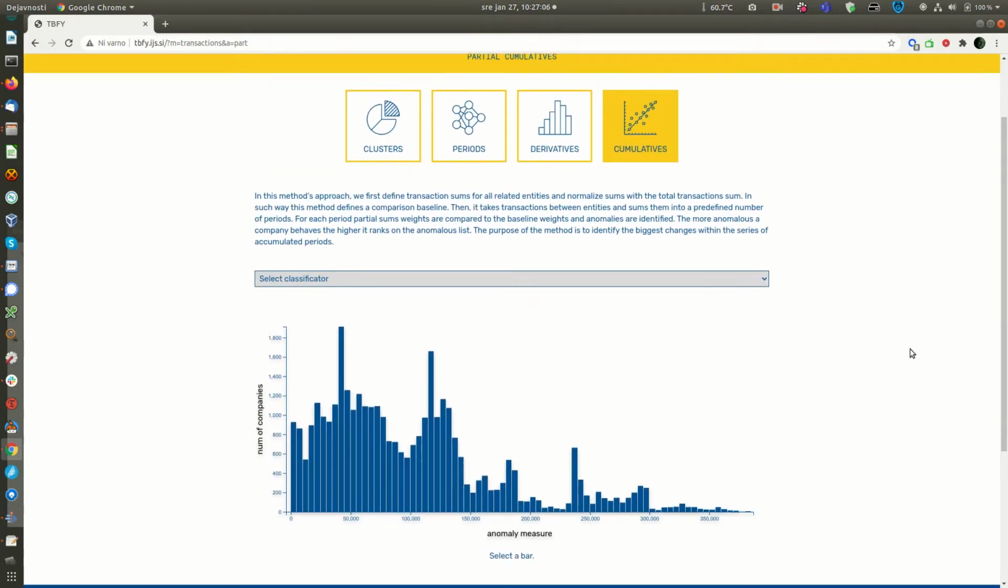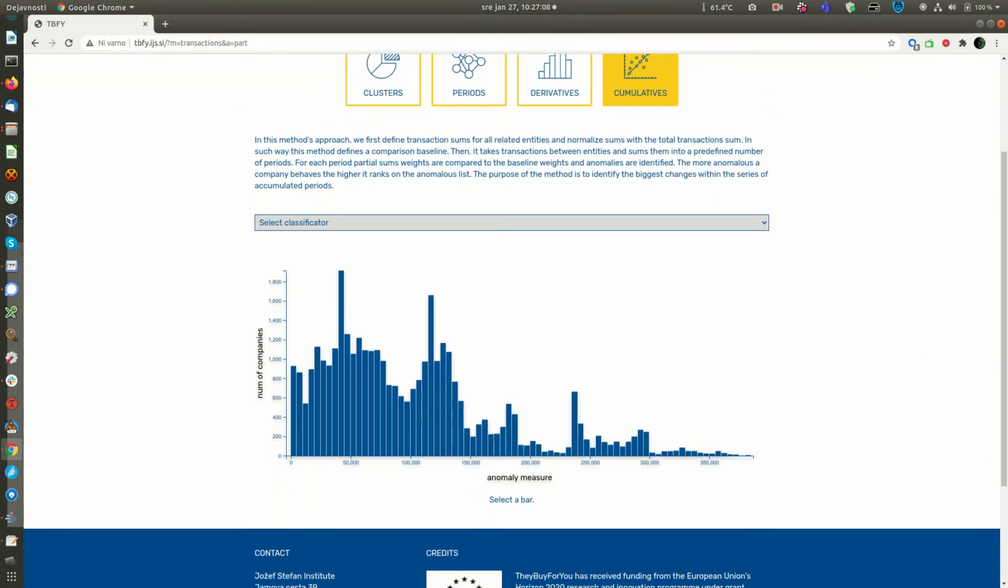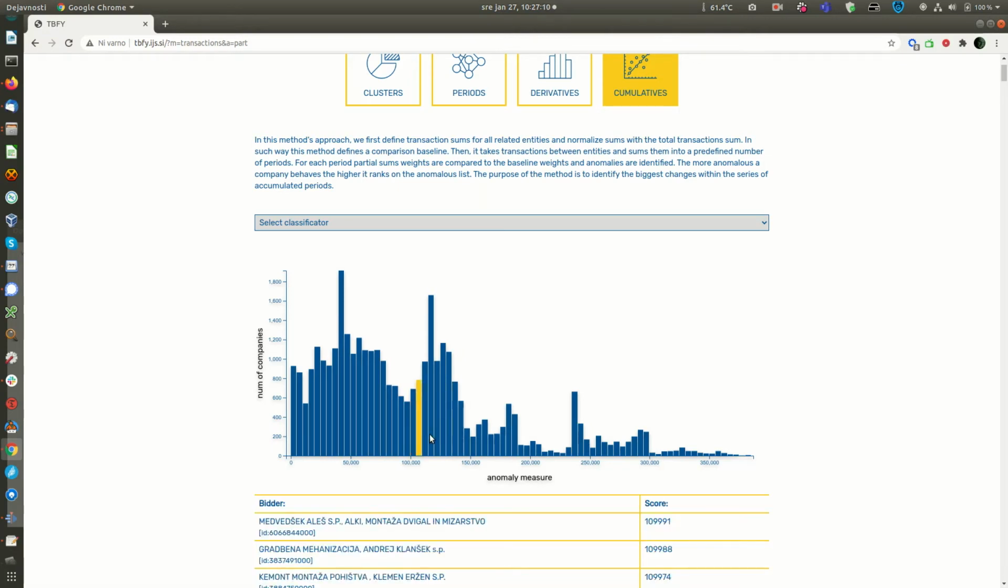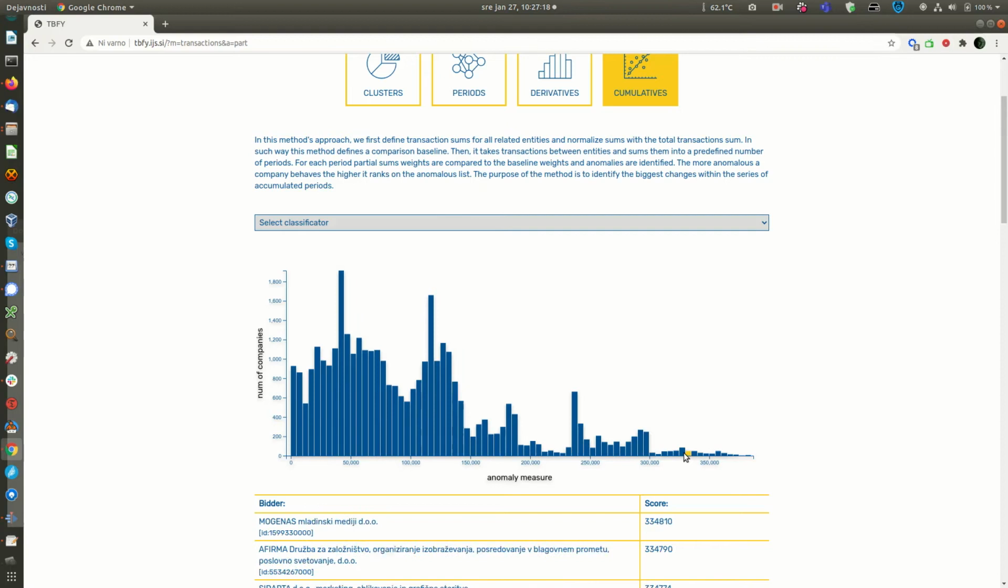The last anomaly detection method is partial cumulatives. In this method's approach, we first define transaction sums for all related entities and normalize sums with the total transaction sum. In such a way, this method defines a comparison baseline.